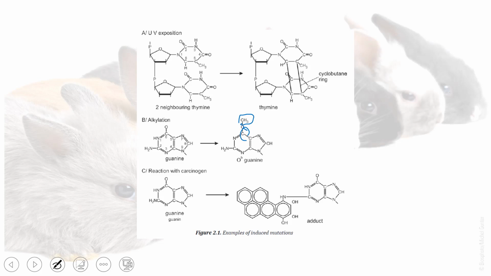Then the last one, reaction with a carcinogen. Reactions with a carcinogen tend to add weird molecules onto your DNA strands. Here we formed what's called an adduct, where we added this really large complex molecule onto our guanine residue. Again, it distorts which bases are going to form hydrogen bonds with this. So when this is on the template strand, it can lead to the incorrect base ending up on the complementary strand. And again, these are all examples of induced mutations.